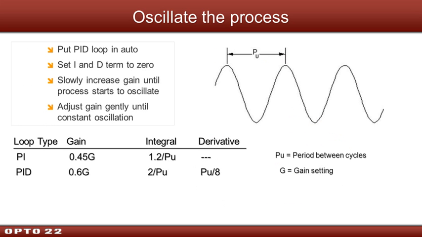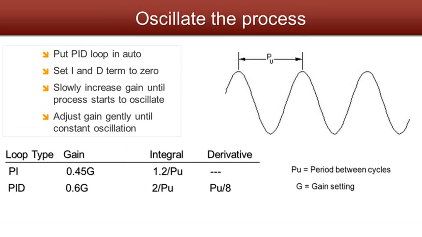The other method of tuning is to oscillate the process. What we do here is we put the PID into auto. We set the integral and the derivative term to 0, and then we slowly increase the gain until the process starts to oscillate. And then we very carefully and gently adjust that gain value until we get a nice constant oscillation out of our process. We don't want to see increasing peaks and we don't want to see decreasing peaks. We want to see a nice steady oscillation or ringing of your process.